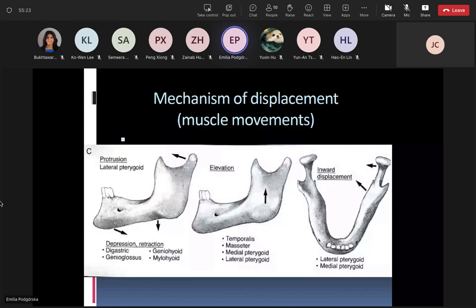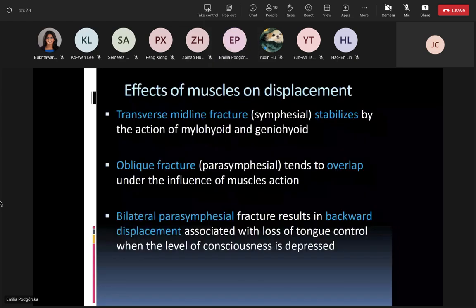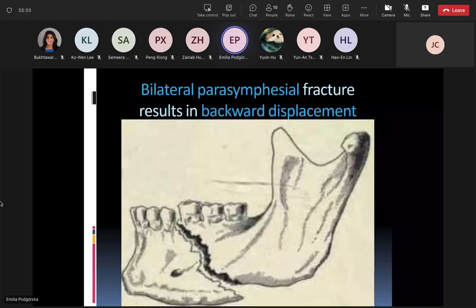Effect of muscles on displacement. Transverse median fracture of the symphysis results from the action of the mylohyoid and geniohyoid. Oblique fracture of the parasymphysis tends to overlap under the influence of muscle action. Bilateral parasymphysial fracture results in backward displacement, associated with loss of airway control when the level of consciousness is depressed.